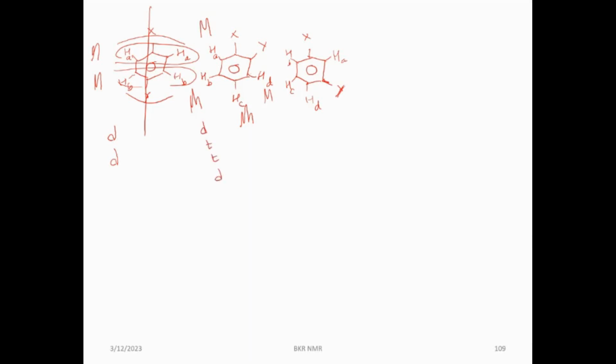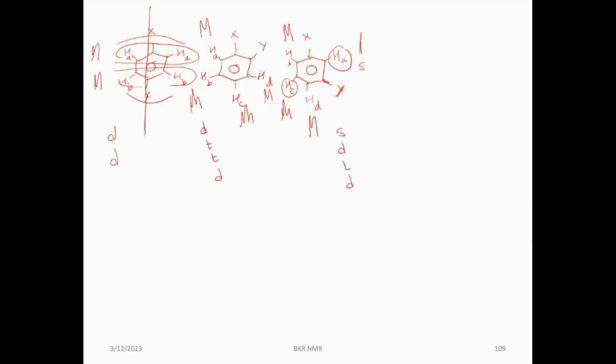And when I talk about meta, this has no neighboring proton, so this will be a singlet. This has one neighboring proton, therefore this will be a doublet. This has two neighboring protons, therefore it will be a triplet. And B has one neighboring proton, therefore B will be a doublet. So for meta, I'll have a singlet, a doublet, a triplet, and a doublet. Guys, are you listening to me?